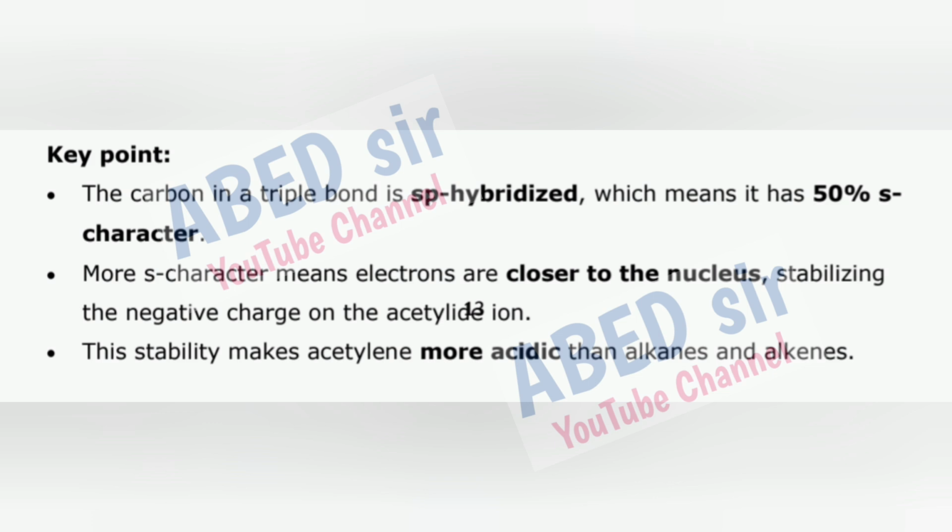Key point: the carbon in a triple bond is sp hybridized, which means it has 50% s character. More s character means electrons are closer to the nucleus, stabilizing the negative charge on the acetylide ion. This stability makes acetylene more acidic than alkanes and alkenes.